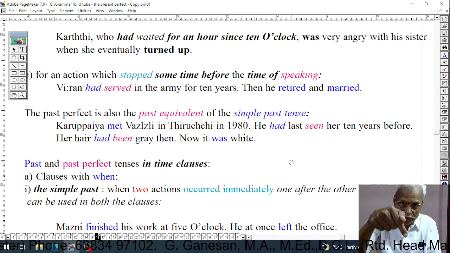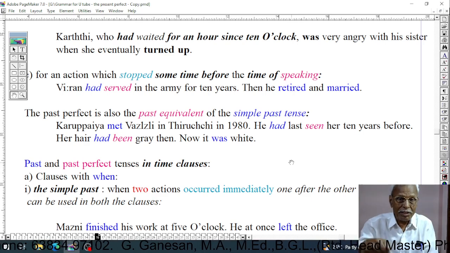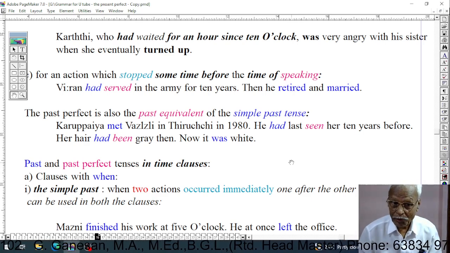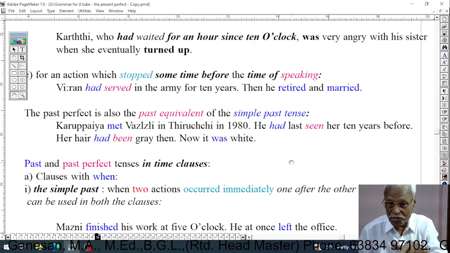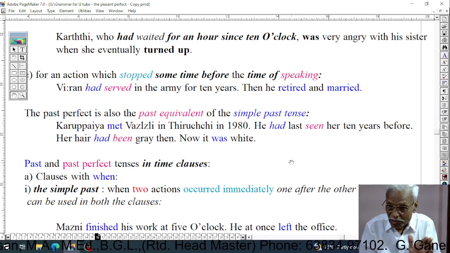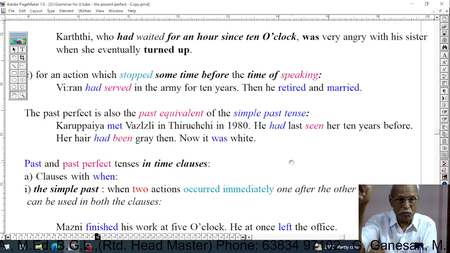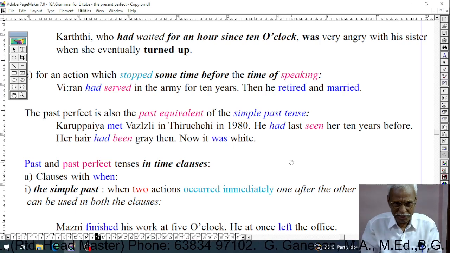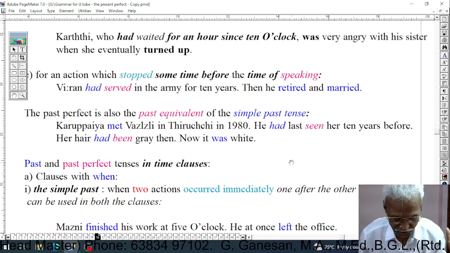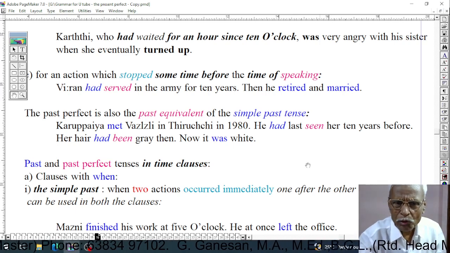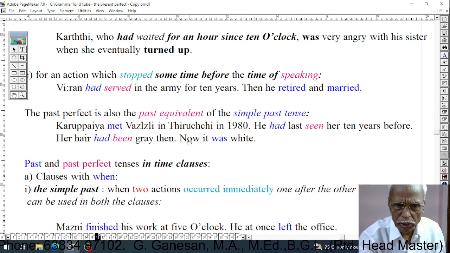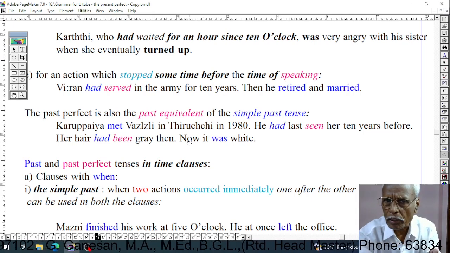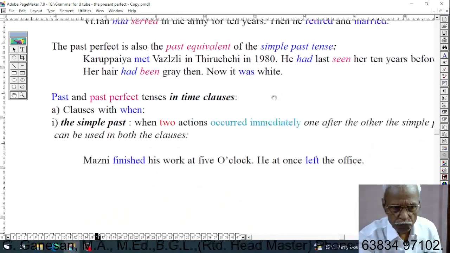But when he met her in 1980, her hair was white. That is correct. Karupaya met Valli in Trichy in 1980. He had last seen her 10 years before, in 1970. Then her hair had been grey. Now in 1980, her hair was white. Okay. So the adverb "now" can be used in the past tense also to express the past.